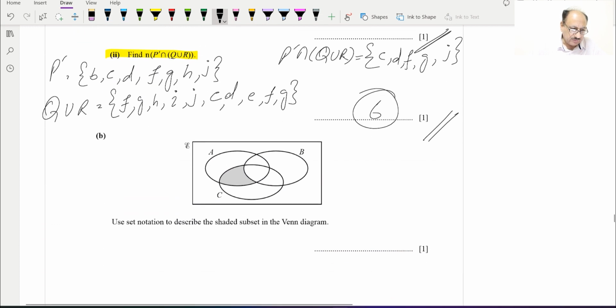Hopefully you understood this. Now part B says a diagram is provided. Use set notation to describe the shaded subset in the Venn diagram. So that will be, first of all we will take B complement and A intersection C. So first we'll take A intersection C, and then we'll take intersection with B complement. So this will be our final answer, A intersection C intersection B complement. This will be for 1 mark.